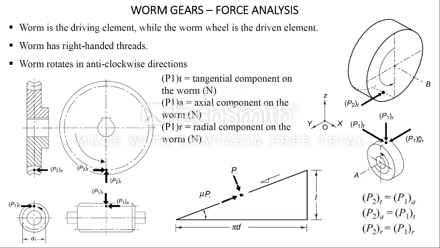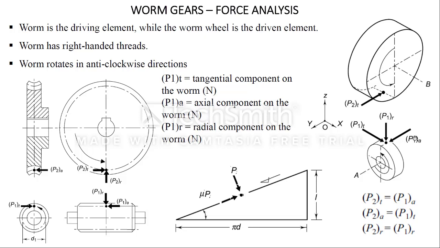And axial force which is acting on a worm. For this we need to use thumb rule. As you see, the worm is right-handed, so use your right hand and fingers should be pointing towards the direction of rotation, that is anti-clockwise, and thumb will indicate the direction of axial force.